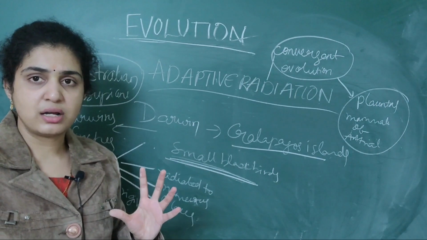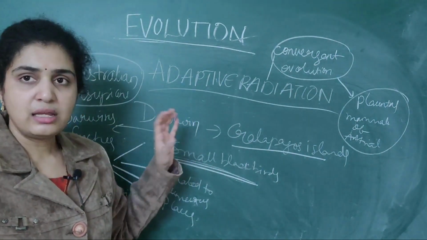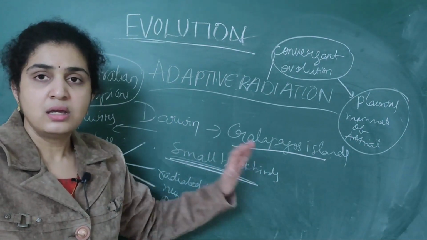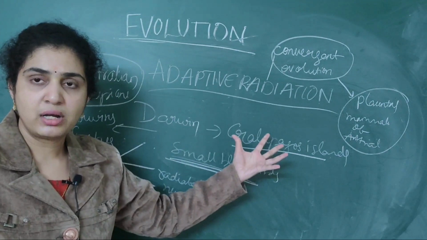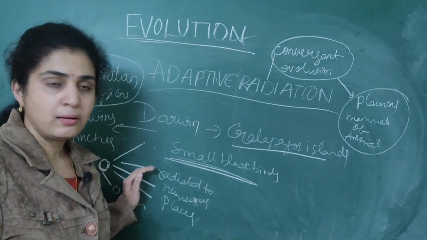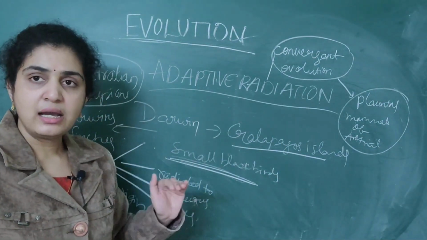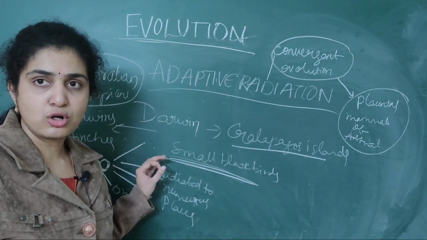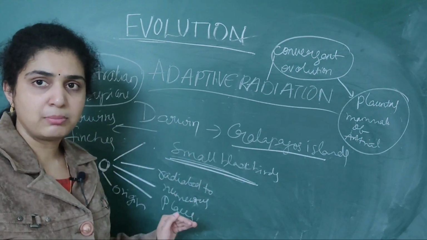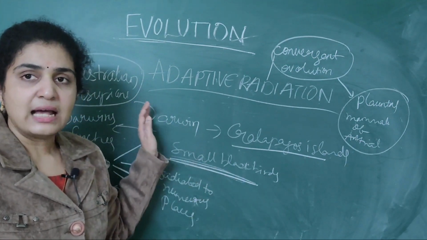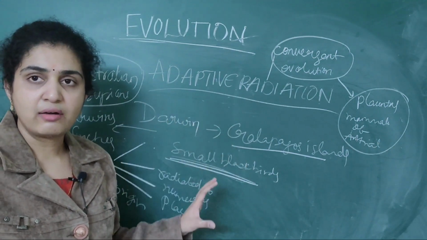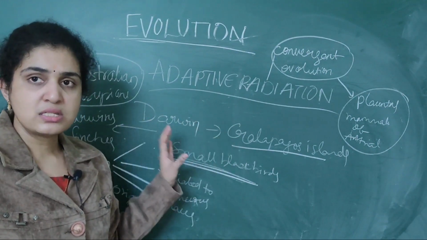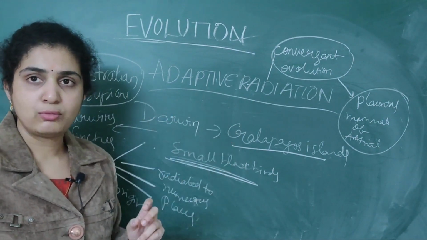No need to get confused regarding this. Darwin went to the Galapagos Islands and found numerous small black birds. He gave the concept called adaptive radiation, where these were born in one geographical area and radiated to different parts of the world. That is why they are called Darwin's finches of the Galapagos Islands, which gave rise to the concept of adaptive radiation.